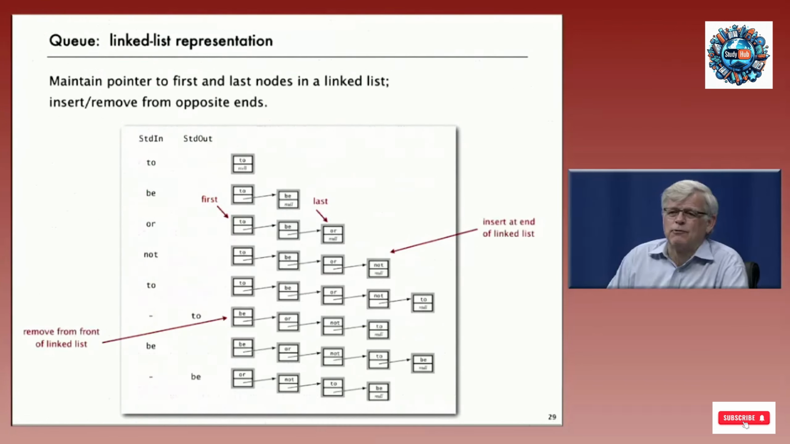So now our representation of a queue with a linked list, we need to maintain two pointers, or references, one to the first item in the list and the other to the last item in the list. When we insert, we're going to add the item at the end of the list instead of at the beginning, and when we remove, we'll take it off the front.